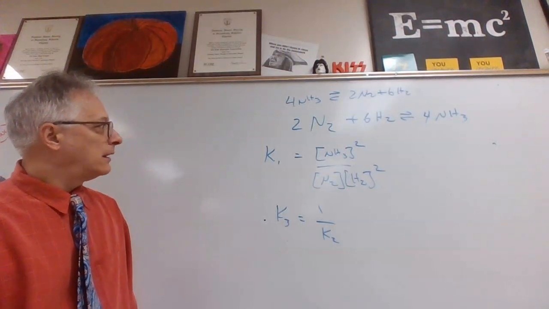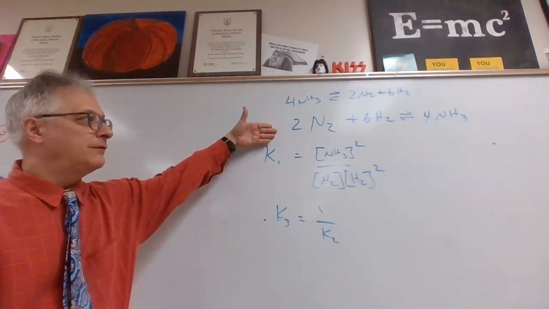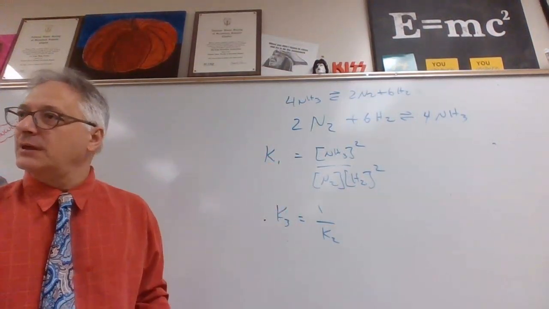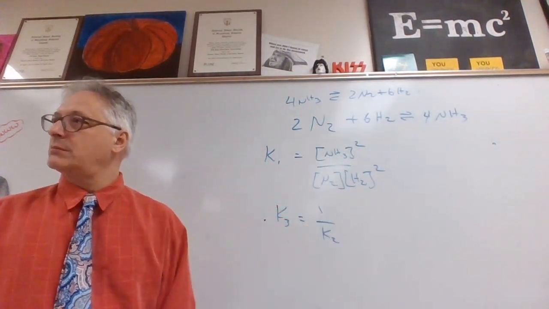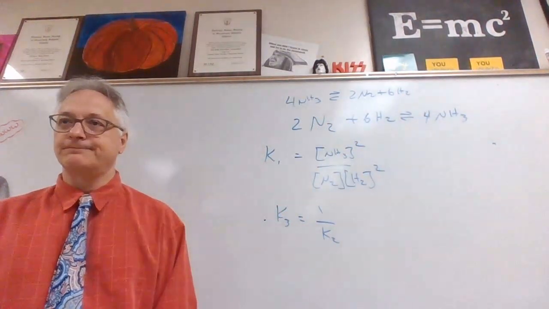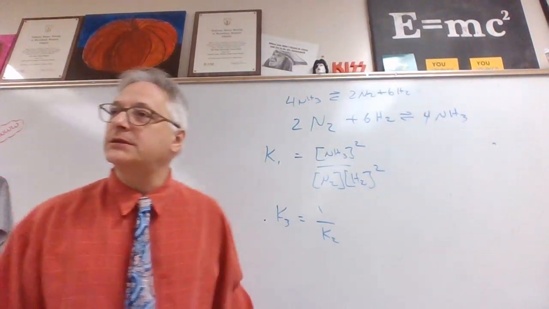No biggie there. And the other one was if you had multiple reactions and you could add them all up, you would just have to multiply the equilibrium constants. So that's it, guys. Any questions for me on this stuff at all?